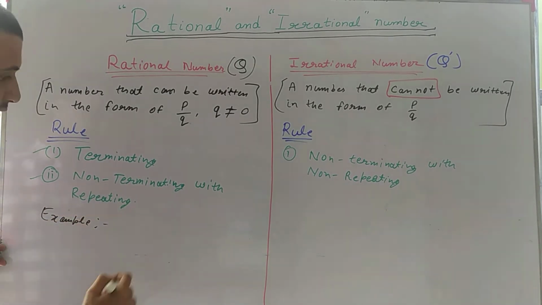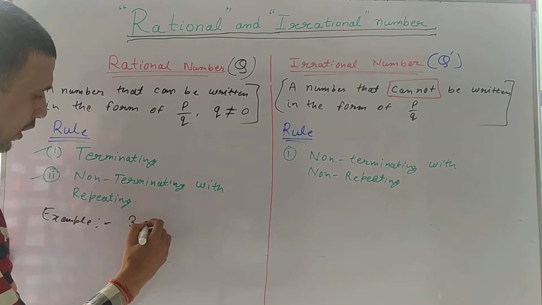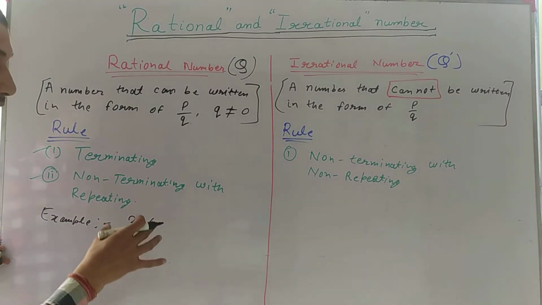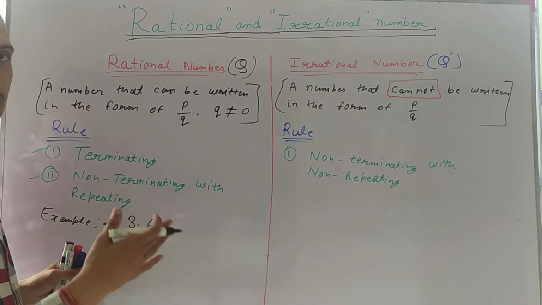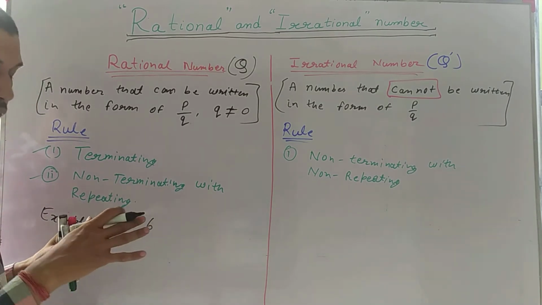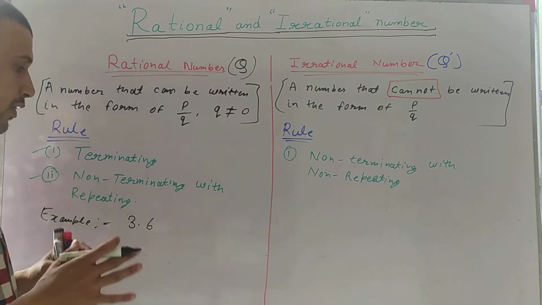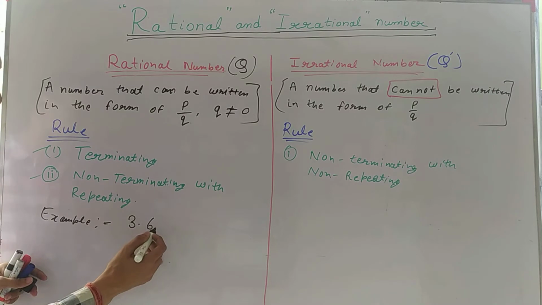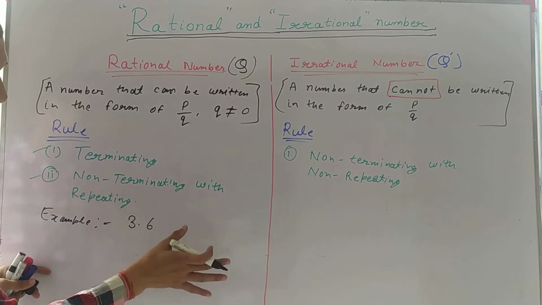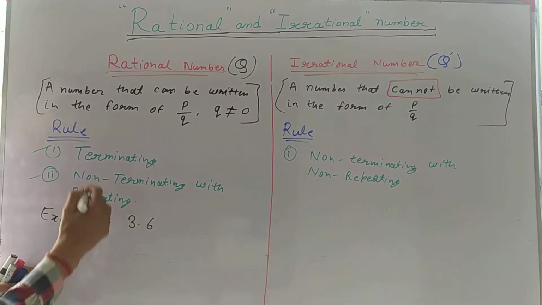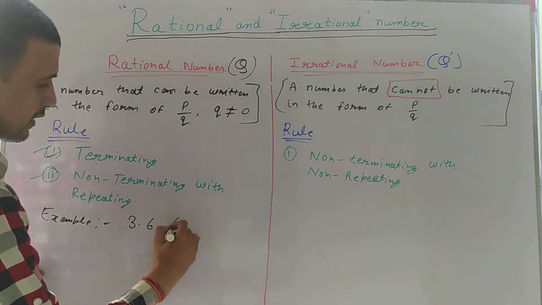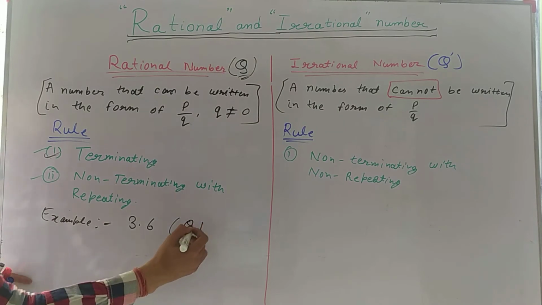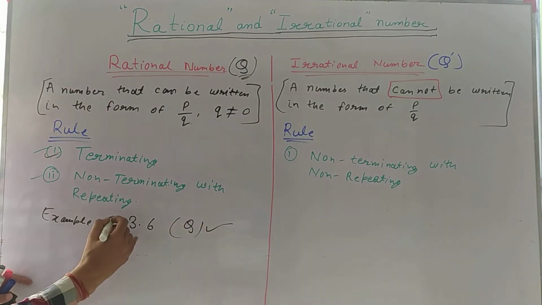Example. Suppose I have written here 3.6. Terminating means what? After the decimal, the number should just finish, there should not be a remainder when you do the division. So now you can see here 3.6, and after 6 there are no more numbers, it just stops here. It means this is terminating. It means this is a rational number. Clear?